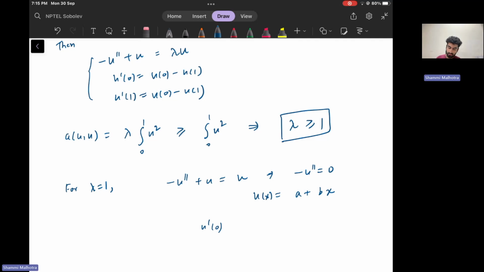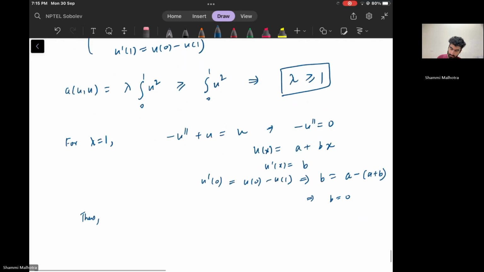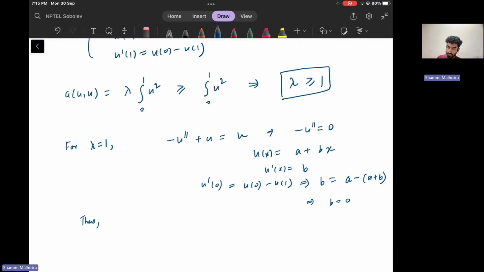And that is true. So thus we have, and we also need the constant to be anything. So u(x) equal to a is the eigenvector corresponding to lambda equal to 1.